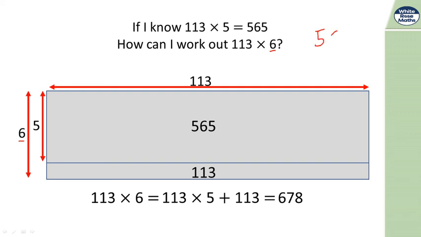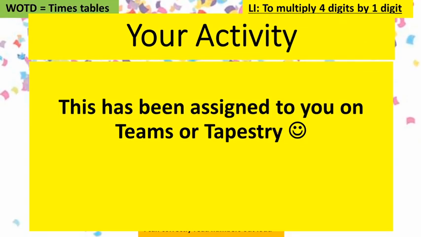So let's do that very quickly. 565 plus 113. Don't forget your add symbol. 5 ones plus 3 ones is 8 ones. 60 adds 10 is 70. 500 add 100 is 600. So there's just a couple of different ways to think about things to make it easier for yourself.